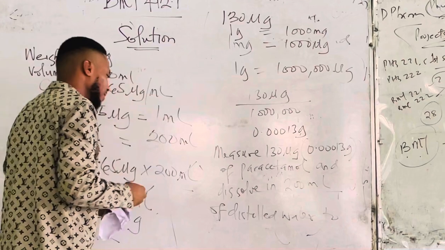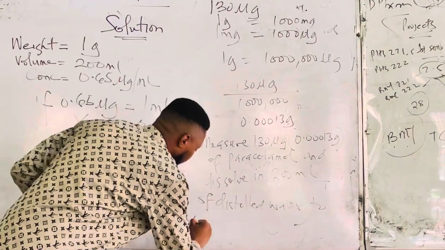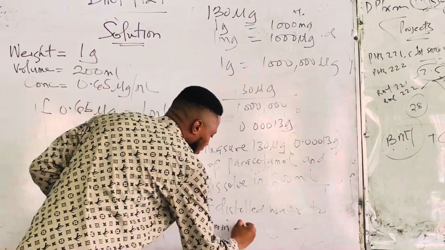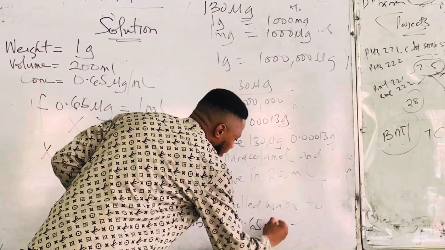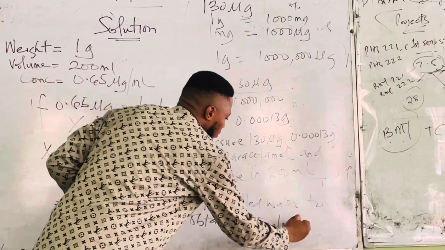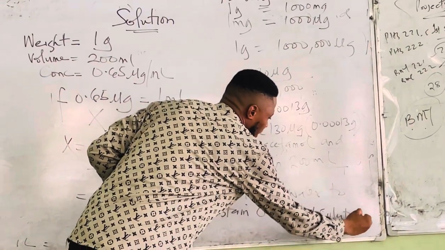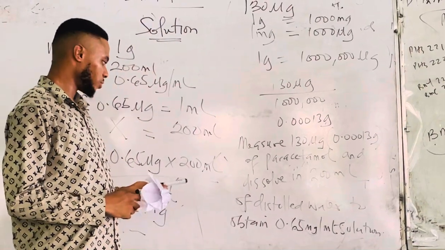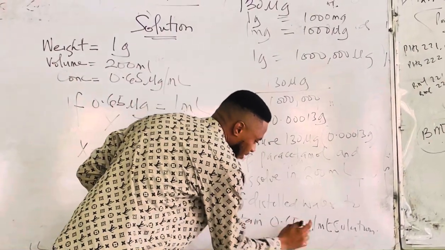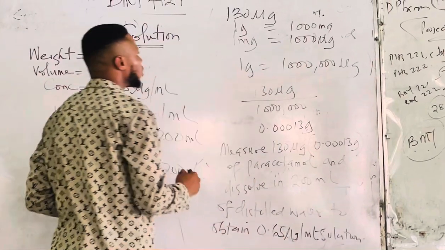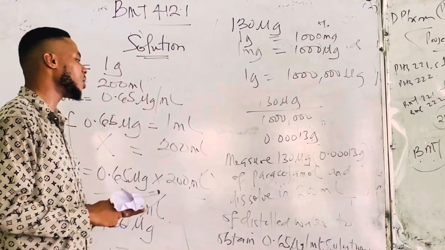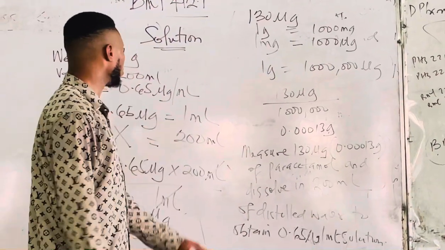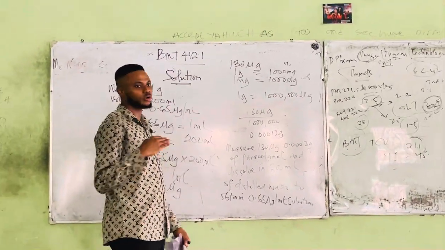To obtain what concentration? 0.65. To obtain 0.65 milligrams per ml solution. Okay, it was micrograms here, not milligrams. So the concentration is in micrograms. So 0.65 micrograms per ml solution. So that is the solution to this particular question.